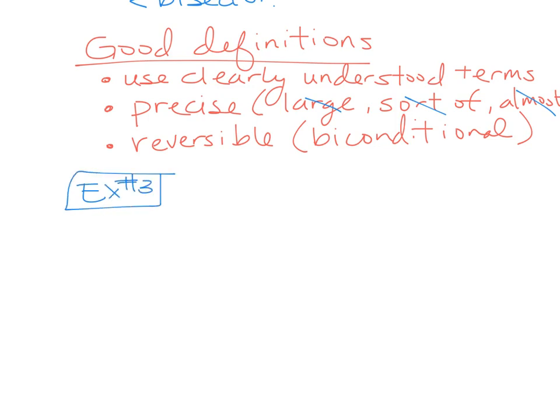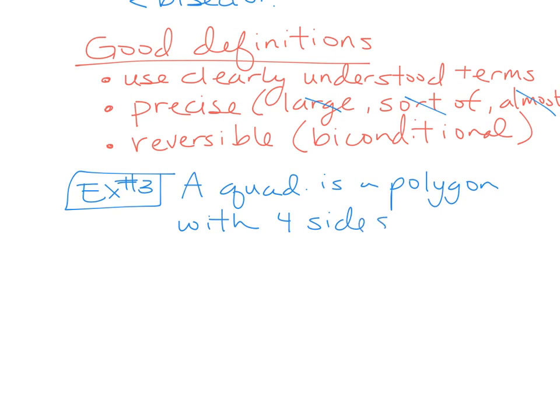If I said a quadrilateral is a polygon with 4 sides. Do you know what a polygon is? What's a polygon? Any shape that has straight lines, no open edges, no openings anywhere, right? It's a closed figure with straight lines to it. A circle is not a polygon, right?